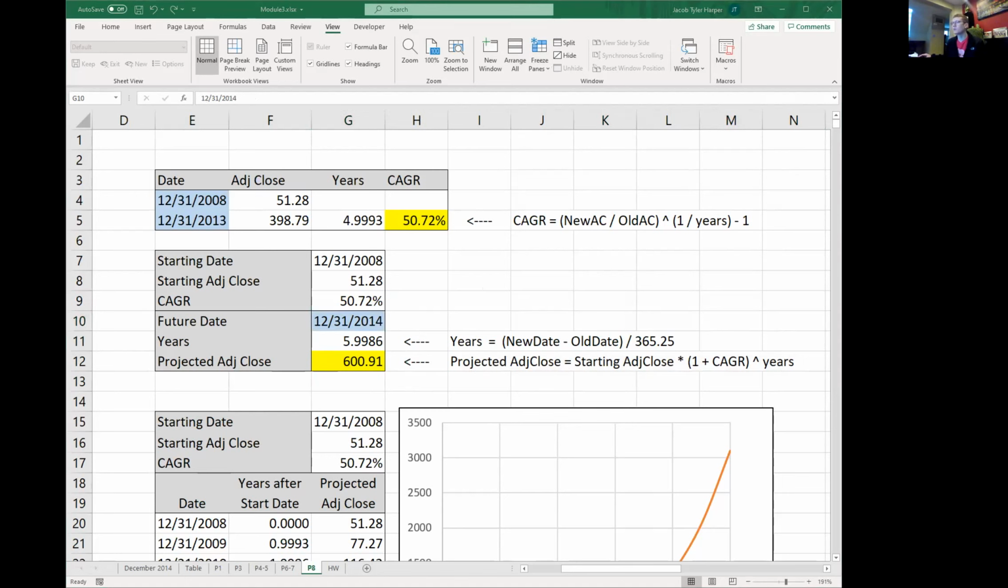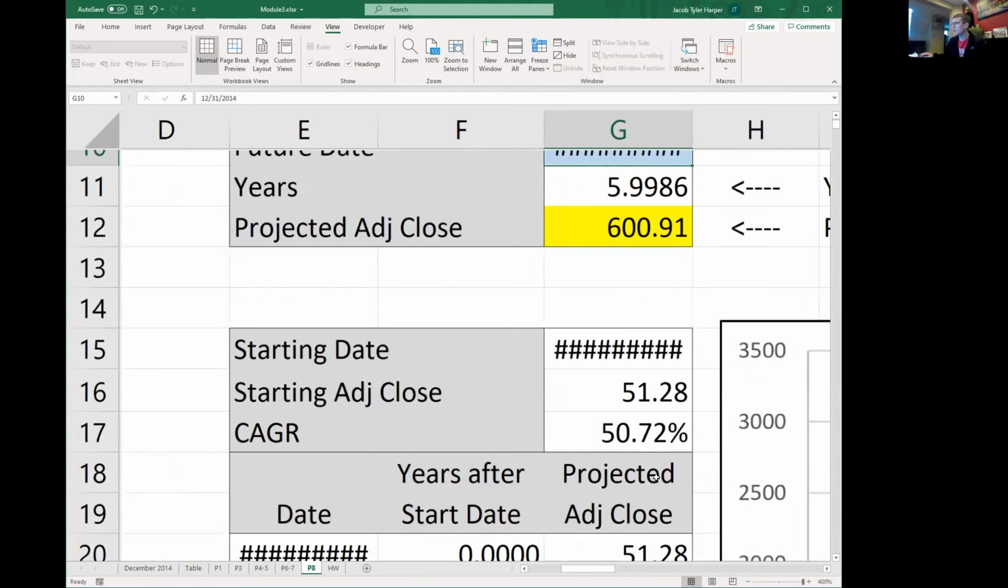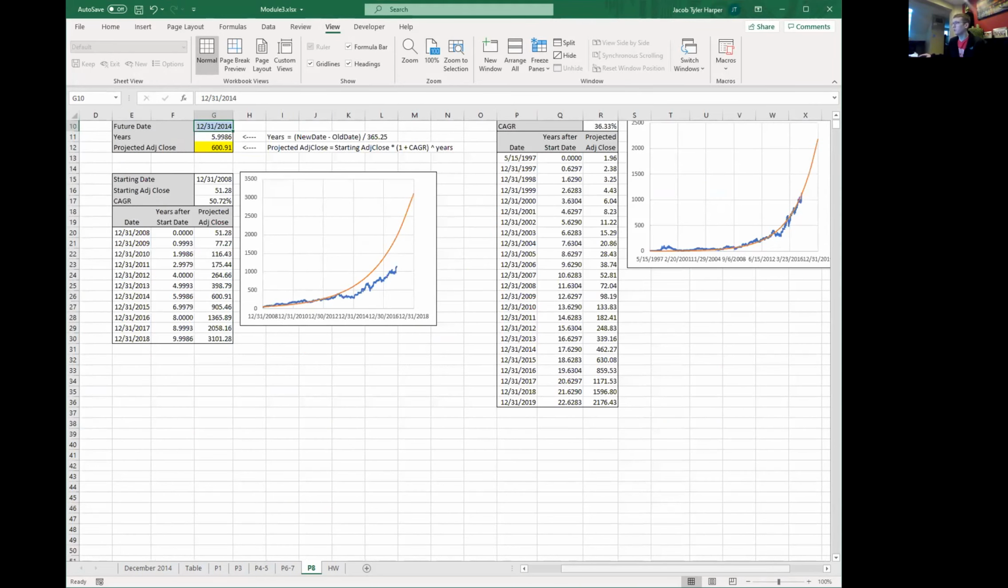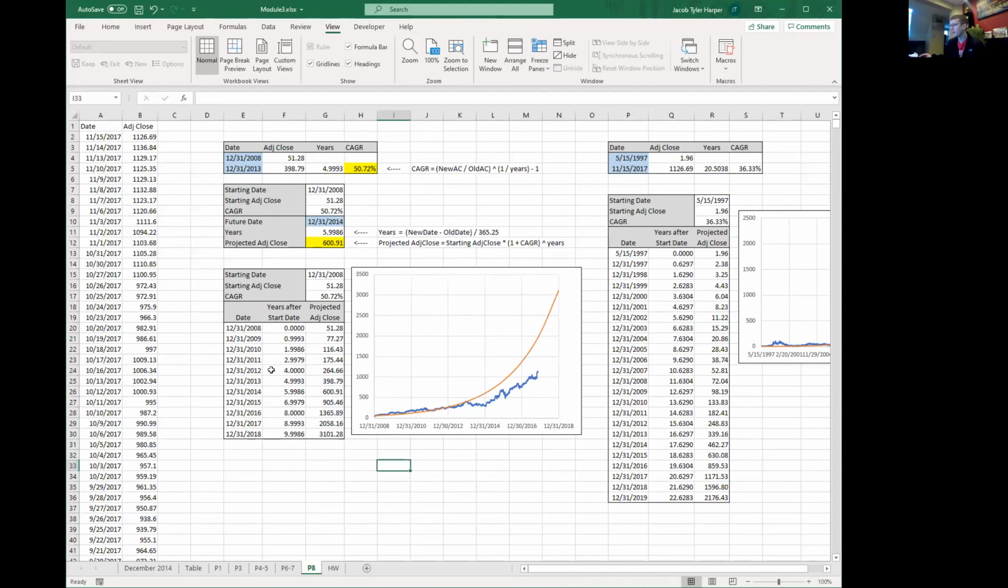Then there was one more type of question that had us create this graph. And so in order to create this graph, we need 2 lines. We have the blue line, which, whoops, the blue line is just these 2 guys over here. We have all the dates, all 5,000 of them. We have all the adjusted closes, all 5,000 of them. And we just throw those on a scatter plot. Then we need to create this orange line by essentially doing this for a bunch of other dates.